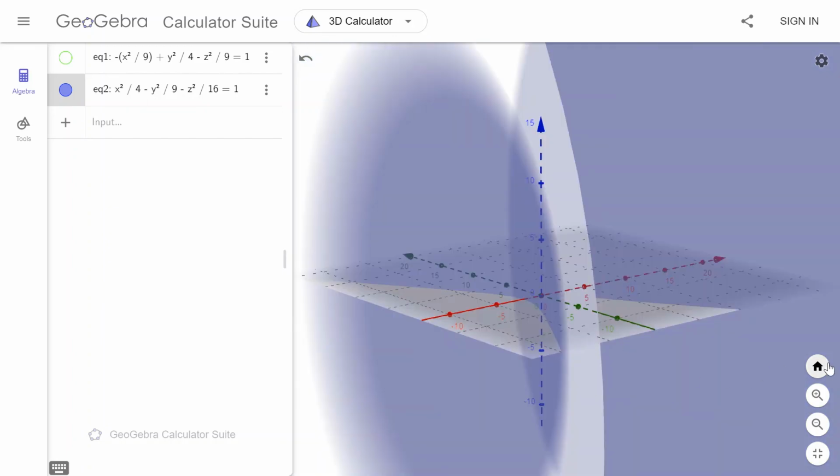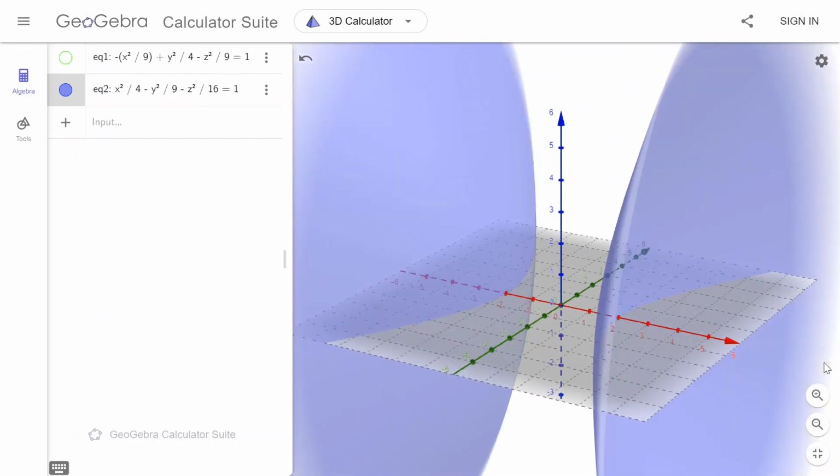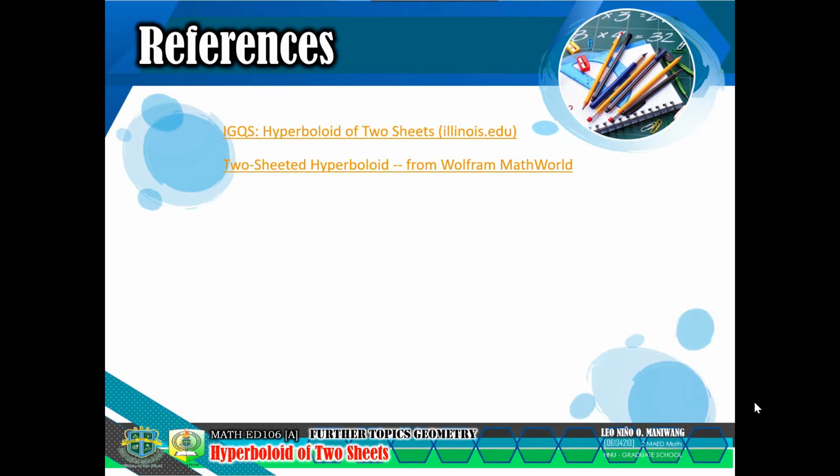So that's it. That's how we graph a hyperboloid. These are our references for this video. And that would be all for today.